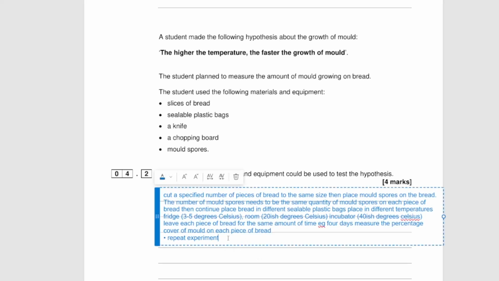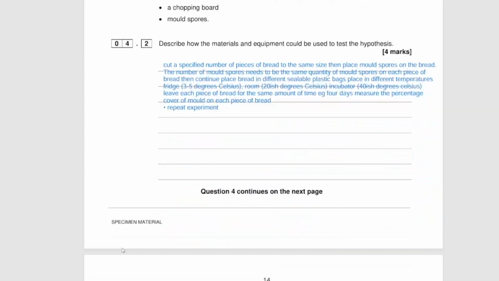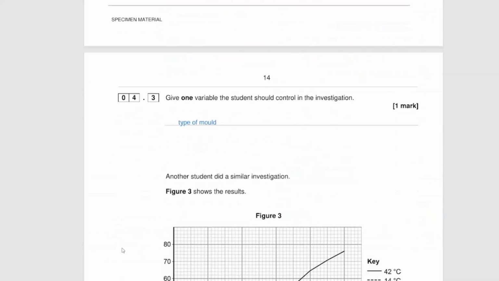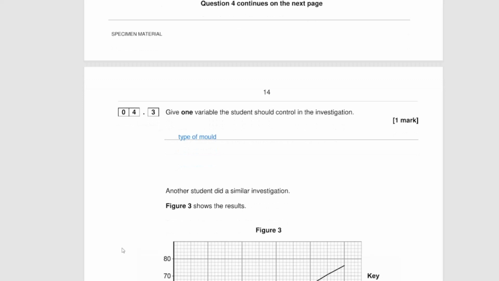Now I've just put something that's applicable in every experiment, it's just a bullet point. There's only one thing that really applies in every single experiment, and that is to repeat the experiment to reduce uncertainty. Now for 4.3, you're meant to give one variable that the student should control in this investigation, and that is the type of mold. For example, you wouldn't want to use different molds for different temperatures, as different molds may grow at different rates.